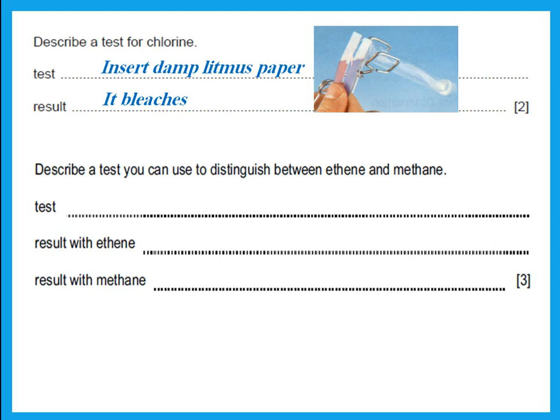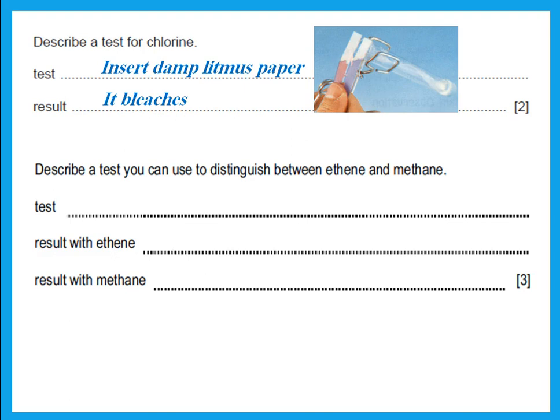Then this is another type of question where he says, describe a test you can use to distinguish between something. So we have here two things. I need to use a test to distinguish between them. That means I need to choose one test. So I have to say do something that will give different results with both, or will react with one and not the other. So what are we distinguishing between? We're distinguishing between ethene and methane.